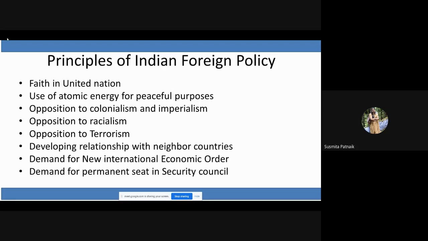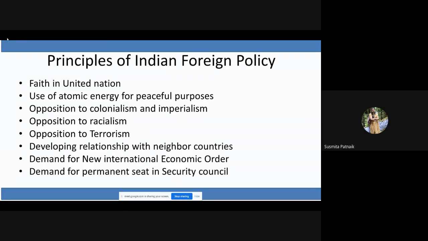Then opposition to colonialism and imperialism. There is a basic difference between colonialism and imperialism. If any country has been dominated by a superpower or big country through colonialism and imperialism, then India will come and help that country to get rid of colonialism and imperialism.